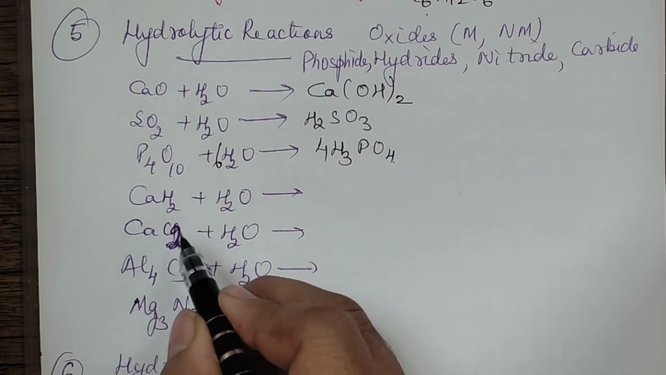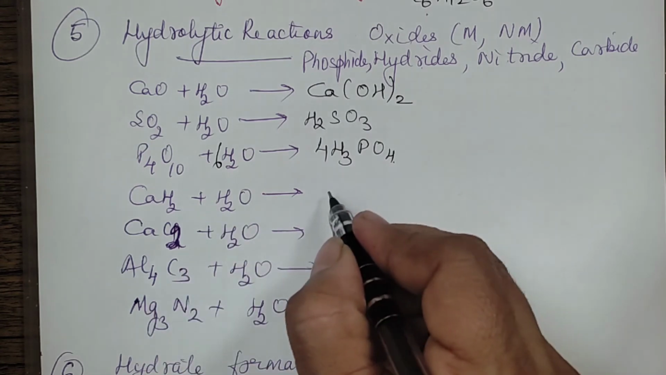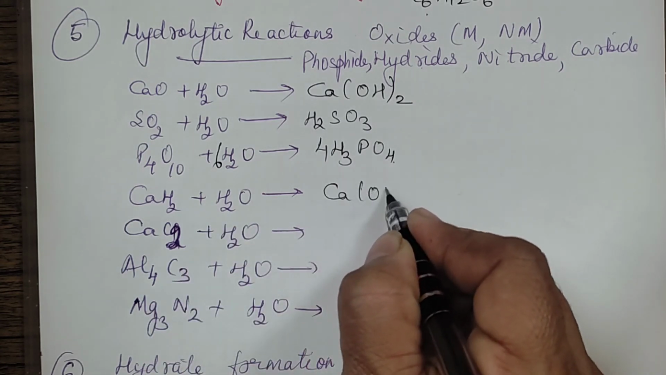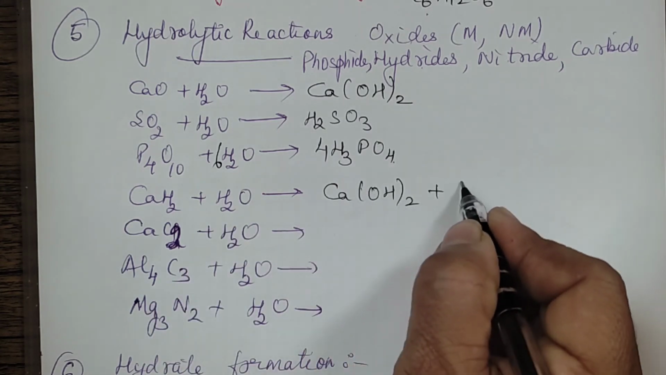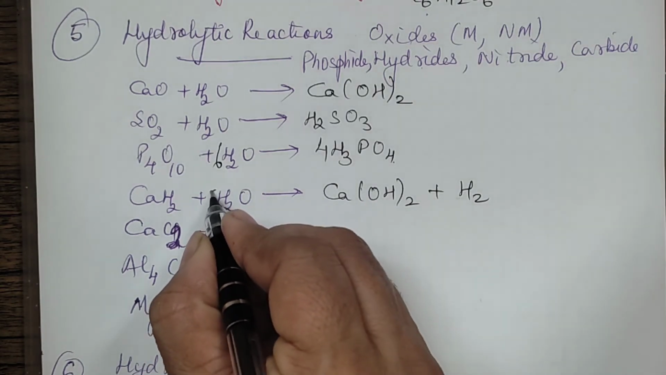Now, the next one is hydride. Calcium hydride, when you see, it will react and form a base, and it will liberate hydrogen. Earlier in hydrogen part we have done these metal hydrides, they liberate hydrogen. They are inflammable. Okay, so this also you can balance it.